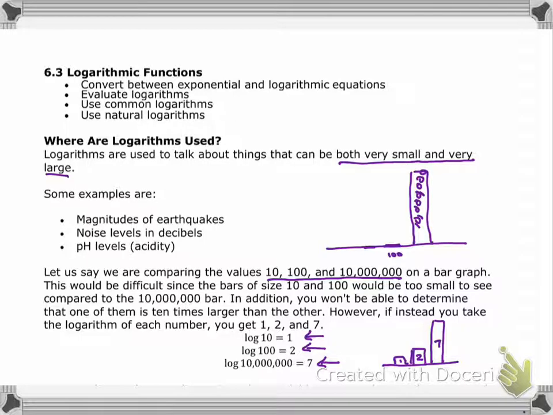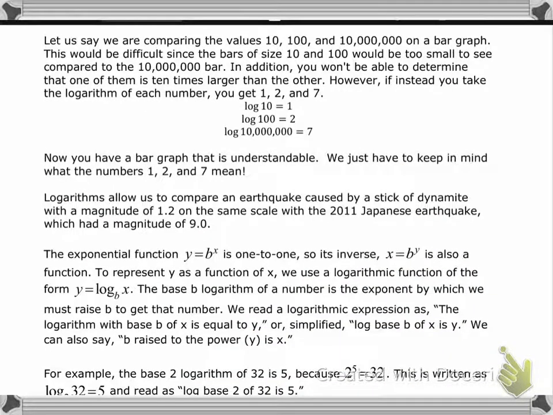Does anybody have any idea, looking at this process right here, what the log is? Well, that log is just the exponent, all right? So keep it in mind what 1, 2, and 7 are. 10 to the 1 is 10, right? 10 squared is 100, and 10 to the 7th is that 10 million. So we're just taking a power of 10, and the log is that power.